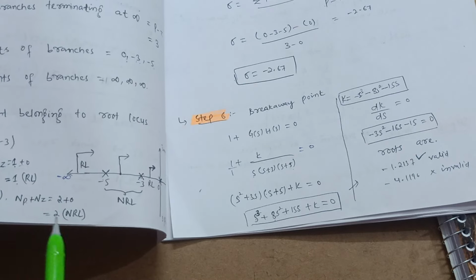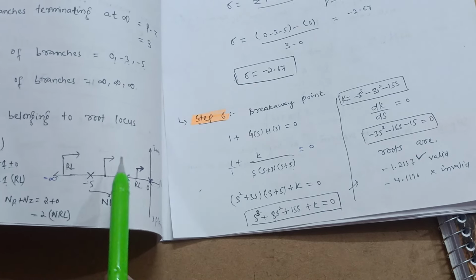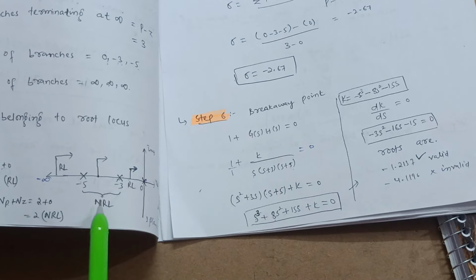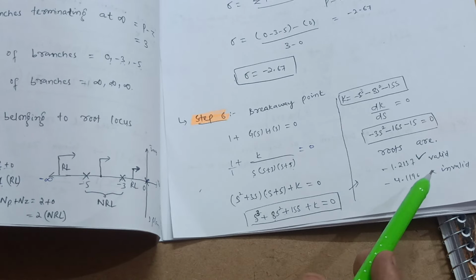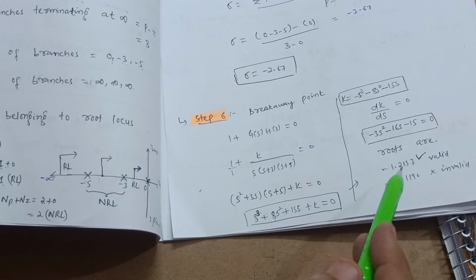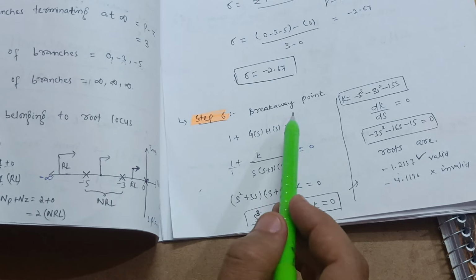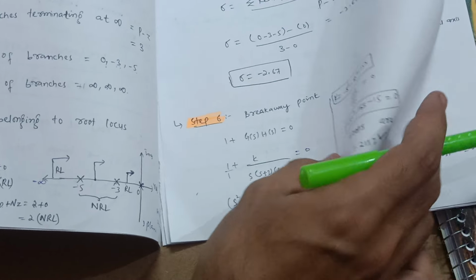but we have already checked that between minus 3 and minus 5 no root locus exists. So I can say that this 4.1196 is in the no root locus zone, so we have to invalidate. This is the invalid root. Only root is valid, that is 1.2137, that is your breakaway point, right? I hope you are getting. So this is the sixth step.